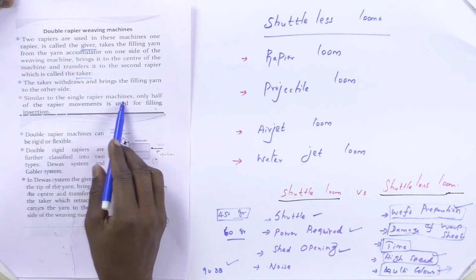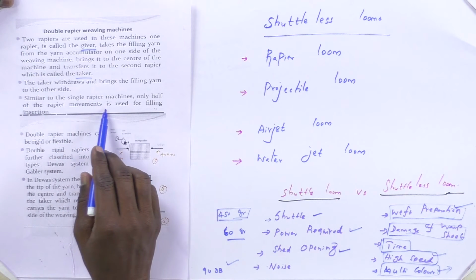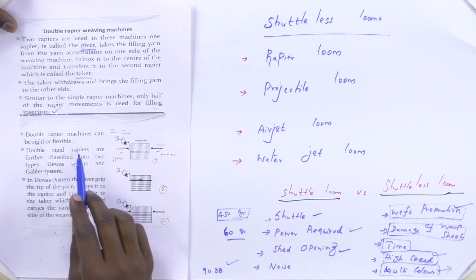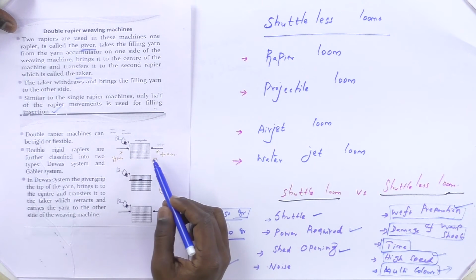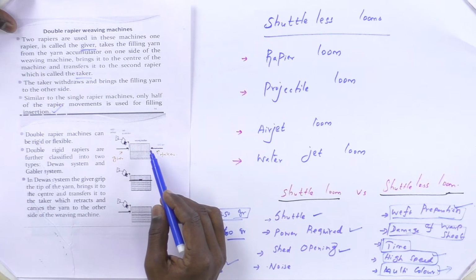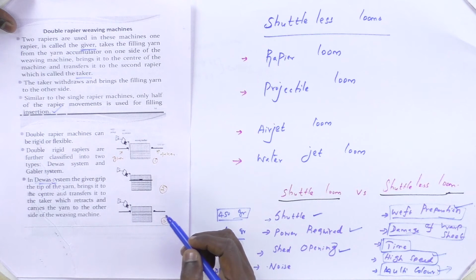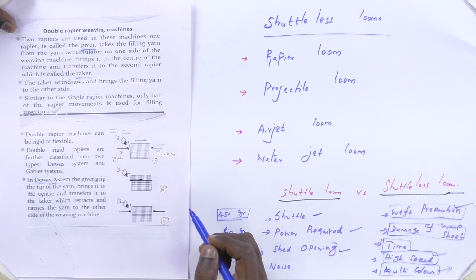Similar to a single rapier machine, only half of the rapier movement is used for weft insertion. So, the double rapier mechanism, the Dewas system. This diagram explains the Dewas system of weft insertion mechanism.